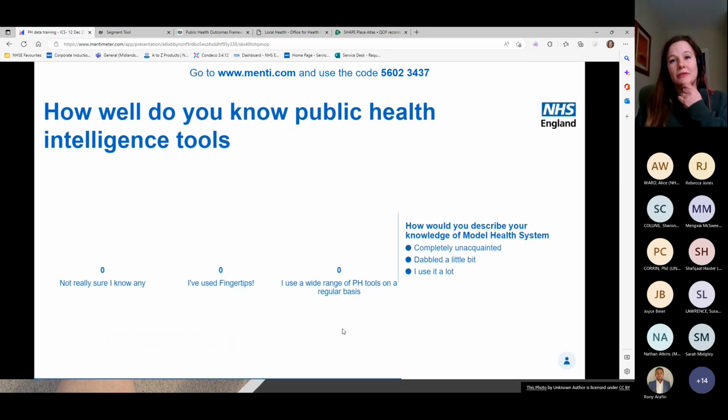So the next question then, so I'm going to segment you all. Now I've not done this before, so we'll see if it works. But I'm going to segment you by how you just answered the previous question, and ask you, how well do you know public health intelligence tools? Because you may have done a lot model health system, but not be as familiar with the public health tools. So that'd be nice to, is it working? I don't even know if this segmentation is working.